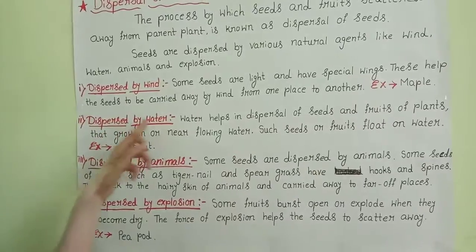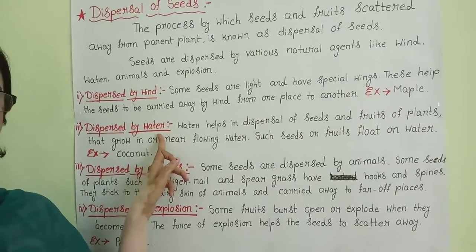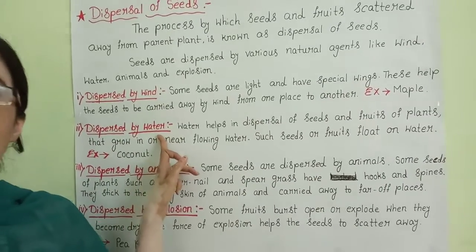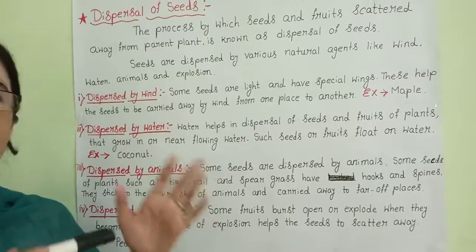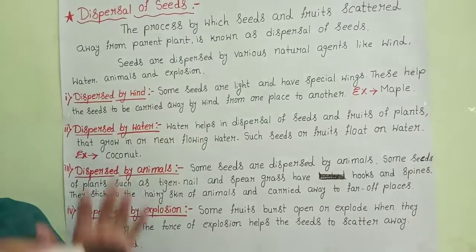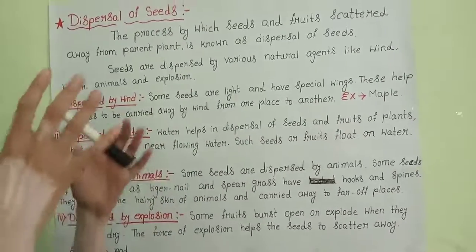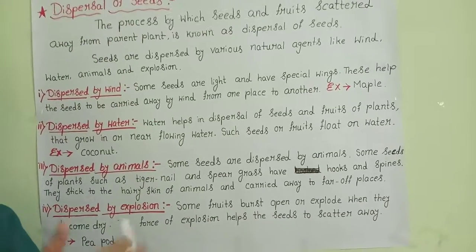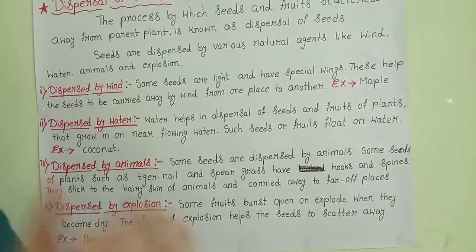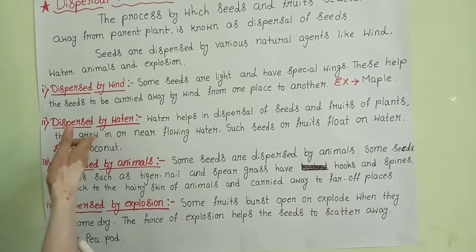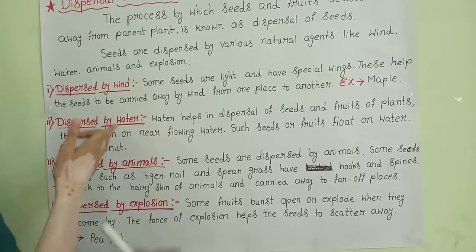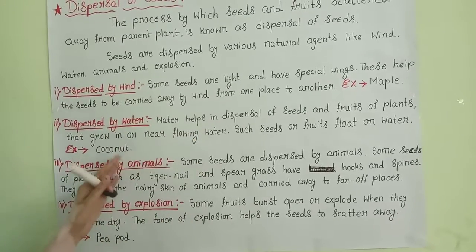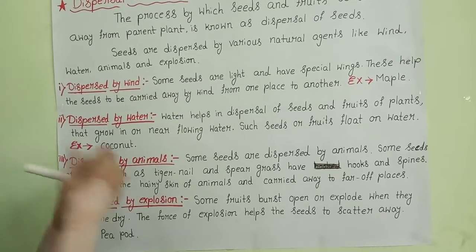Next one is dispersal by water. How are seeds dispersed by water? We know that coconut plants generally grow near the sea or pond area. When the seed of a coconut falls in the water, it flows or floats on the water. This type of process is called dispersal by water. Example, coconut.